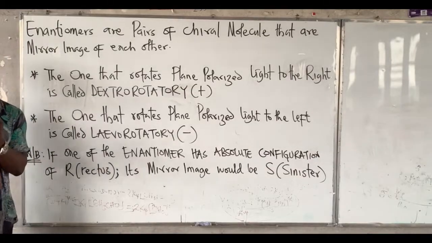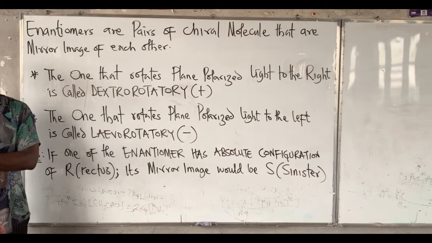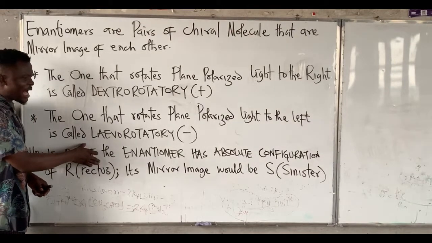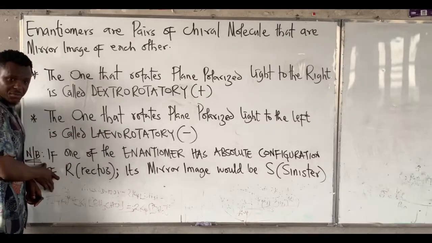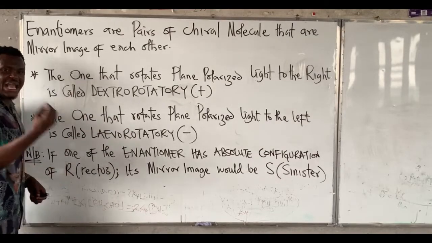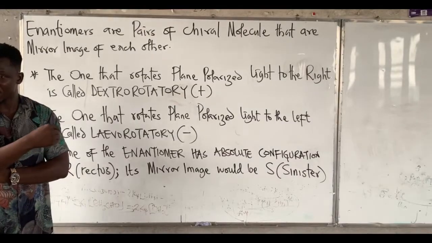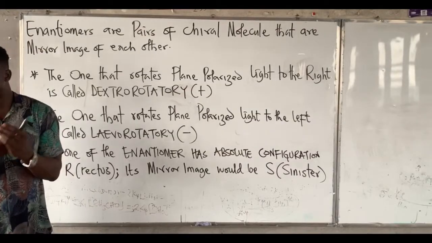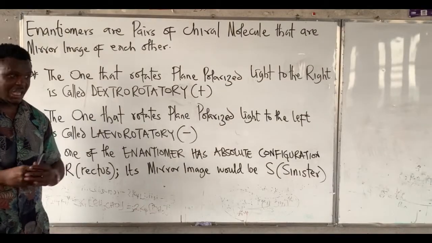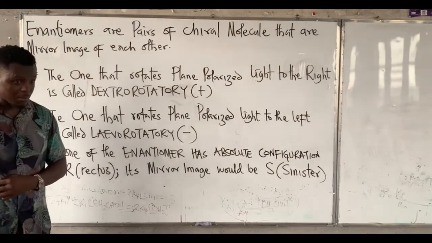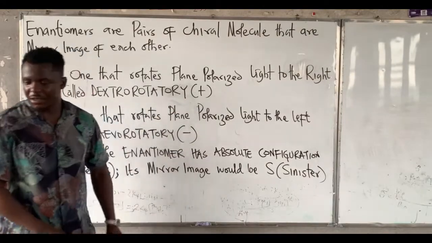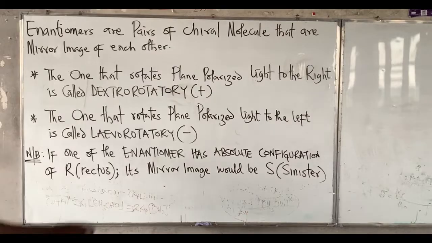Now, there's an important point I would like us to take note of. In absolute configuration, the R and the S. If one of the enantiomers has absolute configuration R, the other must have S, because S is the opposite of R. Since they are mirror images, if I'm going to the right, the other is going to the left. So if I'm R, you have to be S. If I'm plus, you have to be minus. Okay. Does anybody have any questions here?